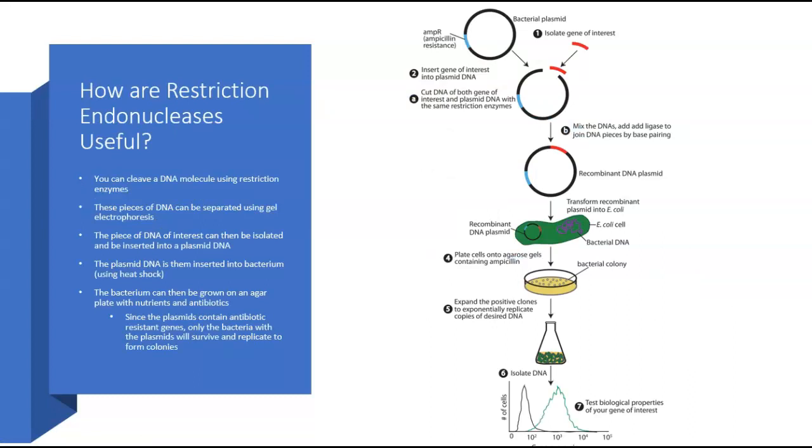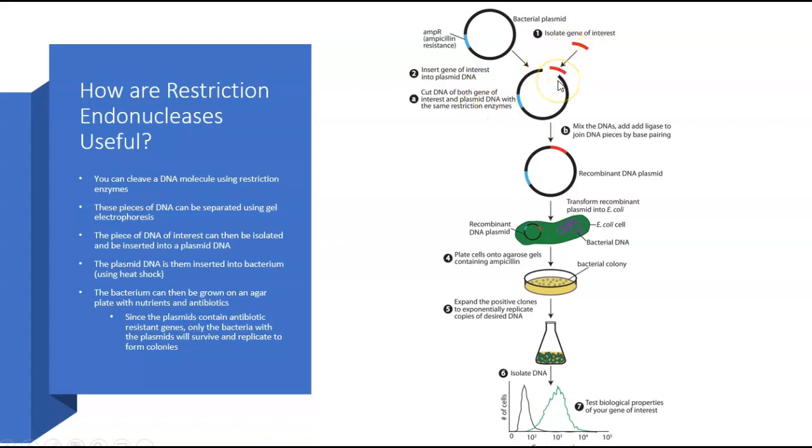Let's look at this diagram over here. Here you could see a plasmid DNA on top that has already been genetically engineered with ampicillin resistance. And here we have an isolated gene of interest. You could see that the cut DNA of both the gene of interest and plasmid DNA with the same restriction enzyme.